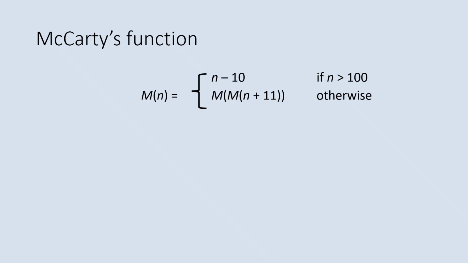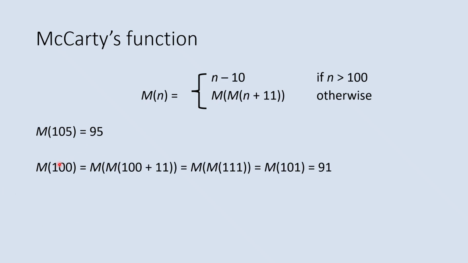In the situation when n is not greater than 100, then the value is M of M of n plus 11. So we're going to calculate n plus 11, put that into the function M, and then take that value and put it into the function M to see what comes out. All right, so if we looked at something like M of 105, 105 is bigger than 100, and so we just subtract 10, and the output is 95. First row, nice and easy, a linear function.